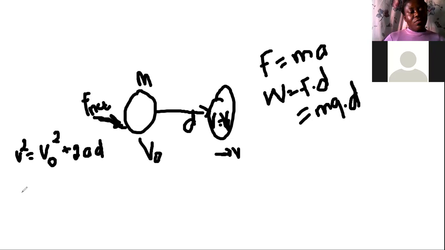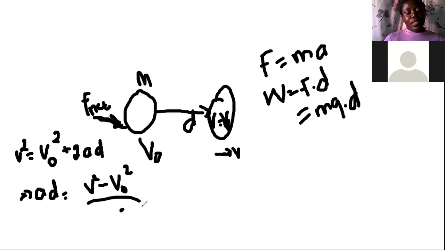So if I solve this, let me solve for what is my acceleration times the displacement. If I solve it, I have that the final velocity squared minus the initial velocity squared, divided by 2, is equal to the acceleration times the displacement. So if I know this, then I can substitute it there.